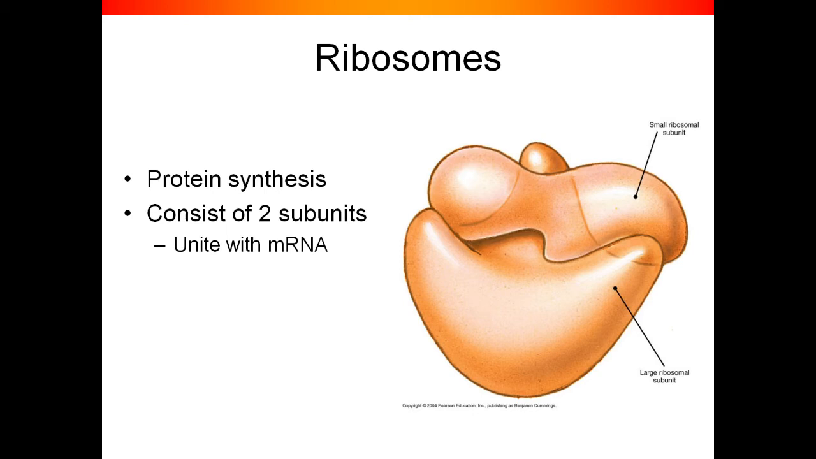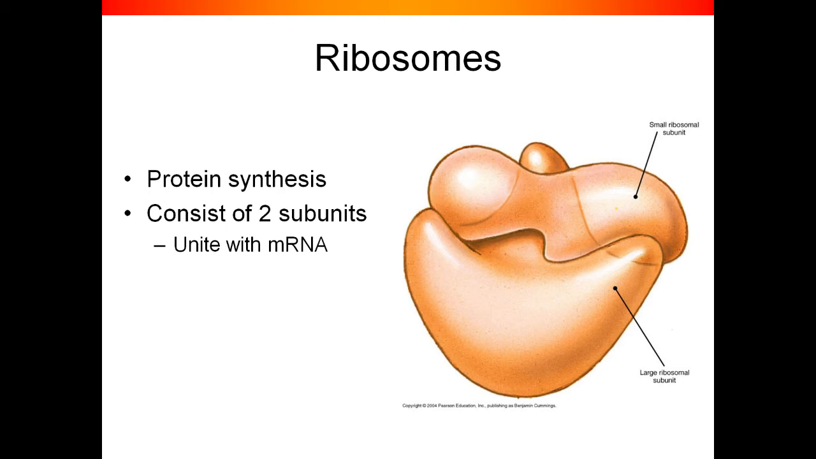But what's going to happen is these two subunits are going to surround the messenger RNA. The messenger RNA strand is going to fit through here. And the ribosome is going to read that messenger RNA to try to figure out what amino acids to add to the sequence of amino acids, or the string of amino acids, that's going to be produced upon protein synthesis.